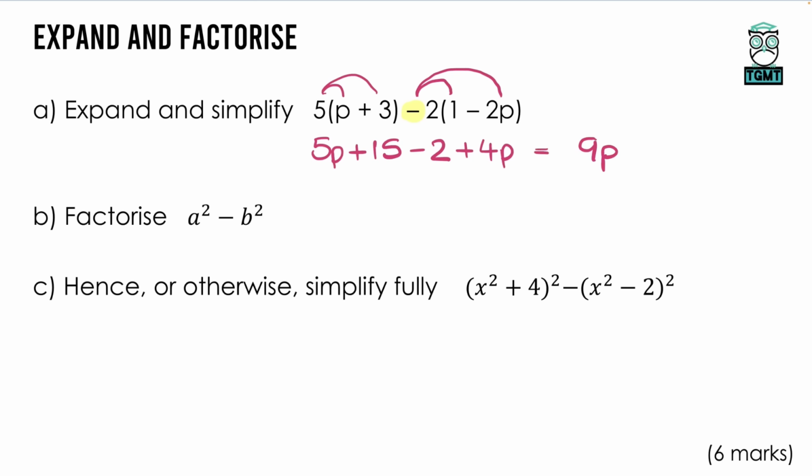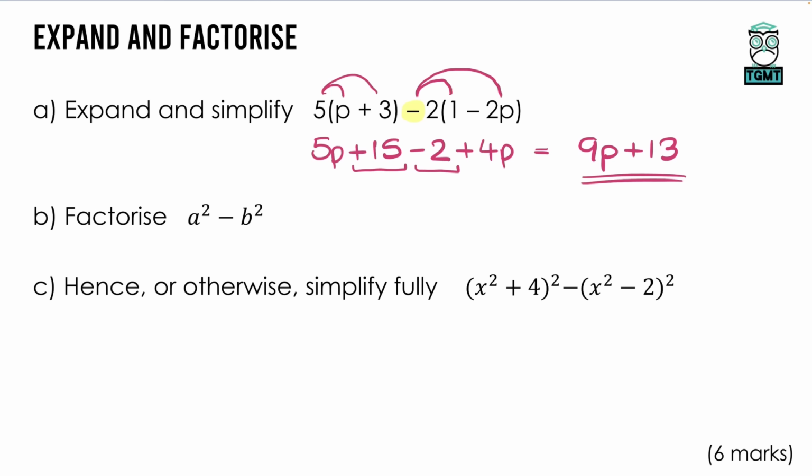And then we also have the 15 here, take away 2, which leaves us with 13, so that's plus 13 in total. And there we go, we get 9p plus 13. Now this next part here is a little bit of a strange quadratic. We have a squared minus b squared. We're being asked to factorise that.